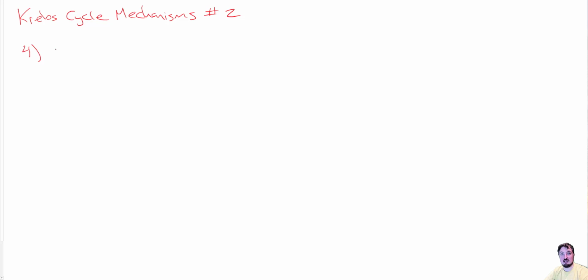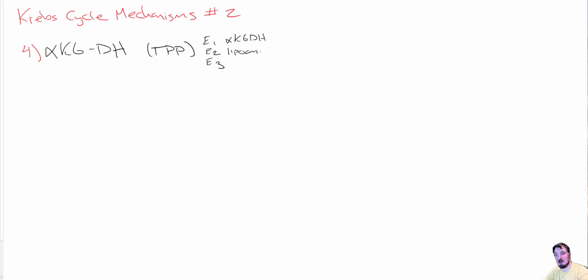And so currently we are on to enzyme 4 in the cycle, which is alpha-ketoglutarate dehydrogenase. And this enzyme uses TPP. Remember that this is a very similar enzyme to pyruvate dehydrogenase, which means it has E1, E2, and E3. And so E1 would be isocitrate dehydrogenase, or sorry, it would be alpha-ketoglutarate dehydrogenase. E2 would be dihydrolipoamide, or lipoyl, I suppose, transacetylase. And then E3 is dihydrolipoyl dehydrogenase.